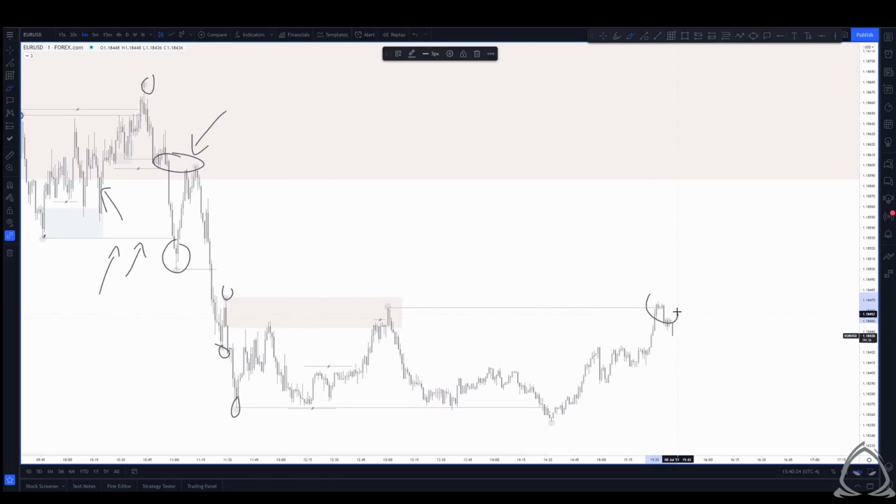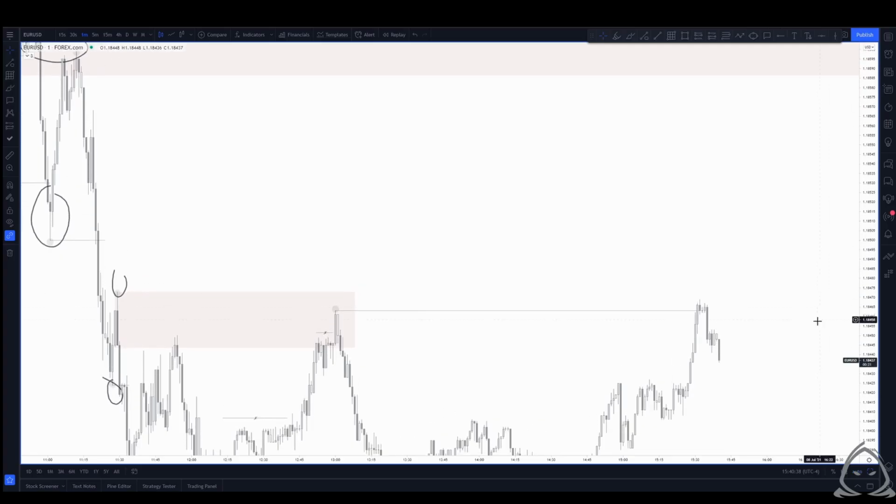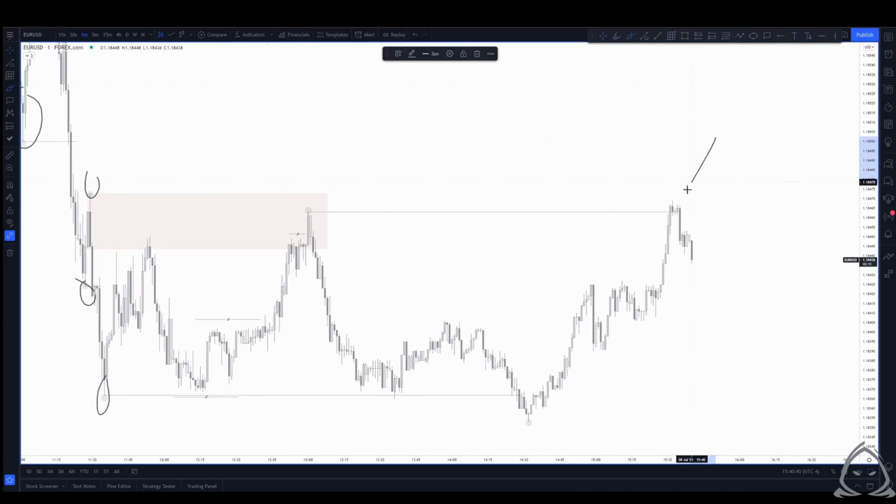As we can see, we've now broken this previous lower high. So we have a lower high, lower low, lower low. But now we're starting to see a potential higher high. But one of the things we need to ask ourselves when we are breaking market structure, whether it's a break of structure or a change of character, is what happens after we break that structure. We can see that we broke this previous lower high and we basically rolled right over.